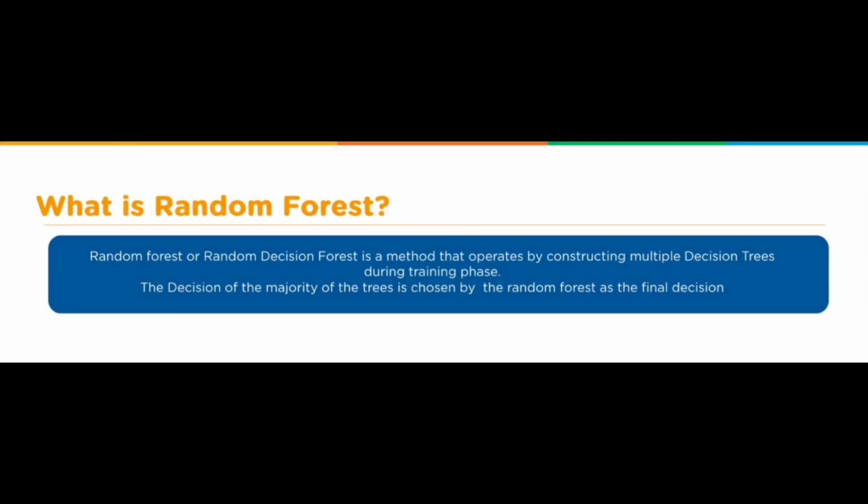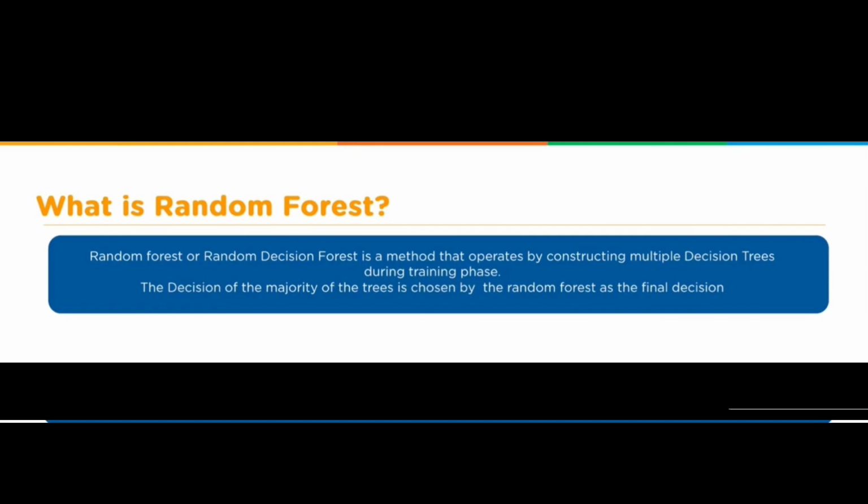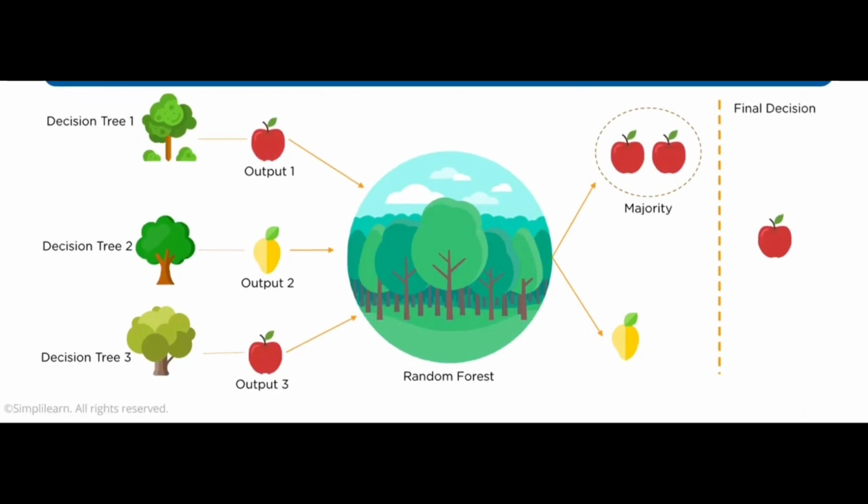What is random forest? Random forest, or random decision forest, is a method that operates by constructing multiple decision trees during the training phase. The decision of the majority of the trees is chosen by the random forest as the final decision. Let us understand deeply what is random forest.